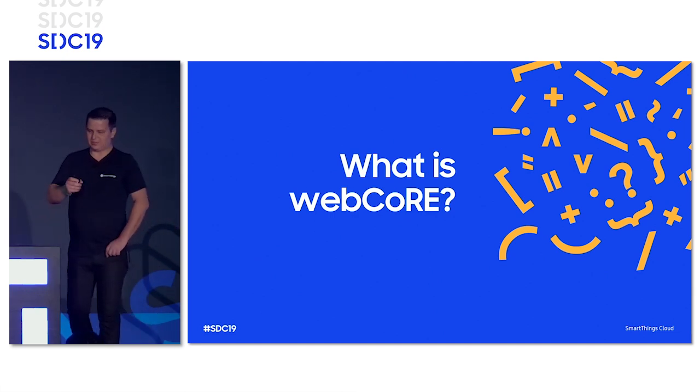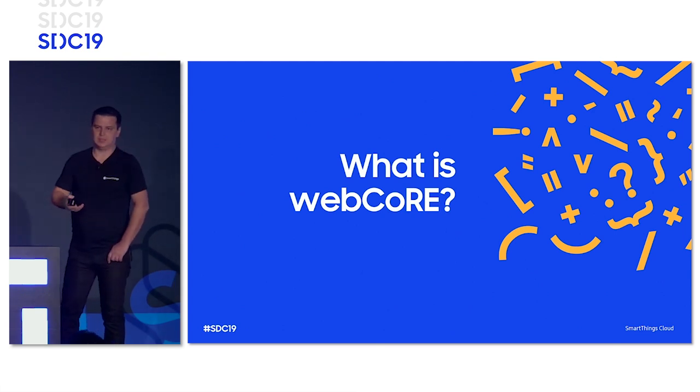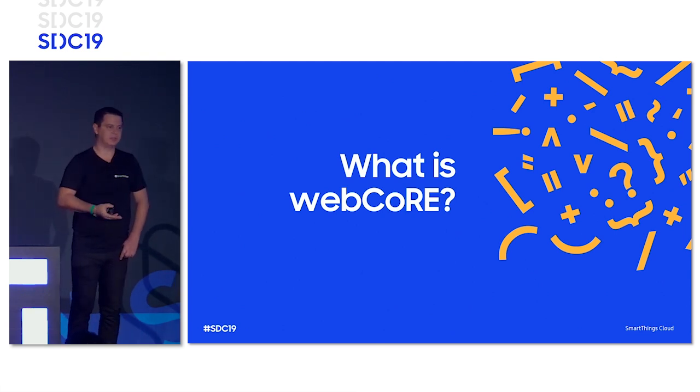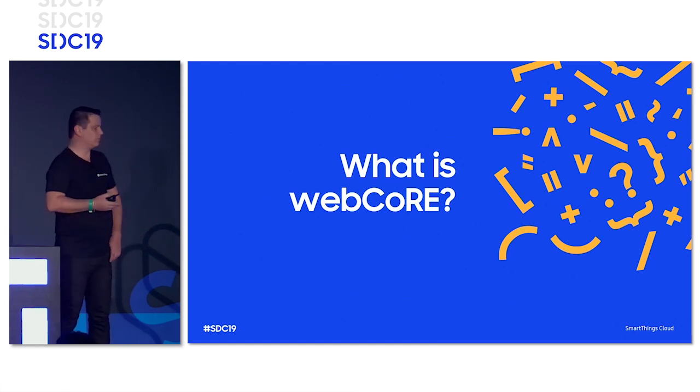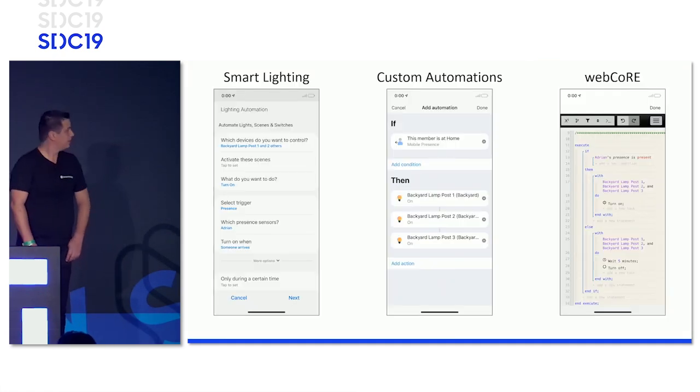Not really. So then, why do you go through all this? Well, it's simple, because it gives you a lot more complex possibilities. So there's several ways to create automations today with SmartThings, and let's just take a look at all of them.